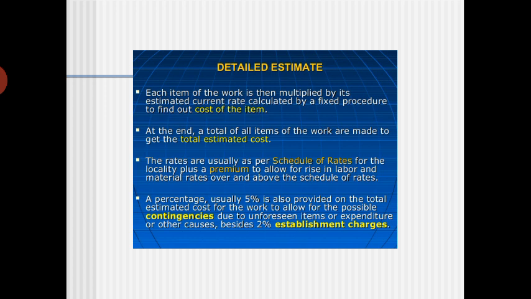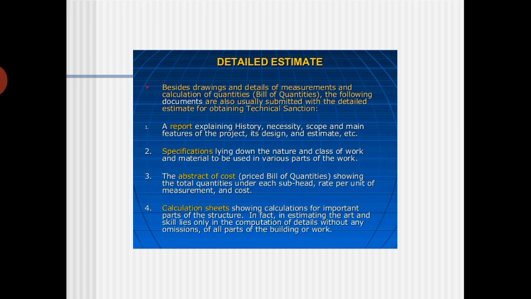Some of the things you cannot see, but when you make the total estimate, it will exceed. That 5% is nothing but unseen estimates. Of course, you have to prepare the report, specifications, abstract of the cost. We already discussed it in the last class, and the calculation sheets.